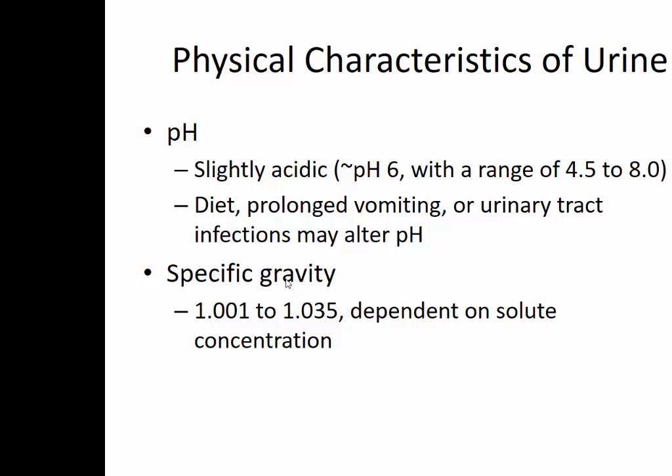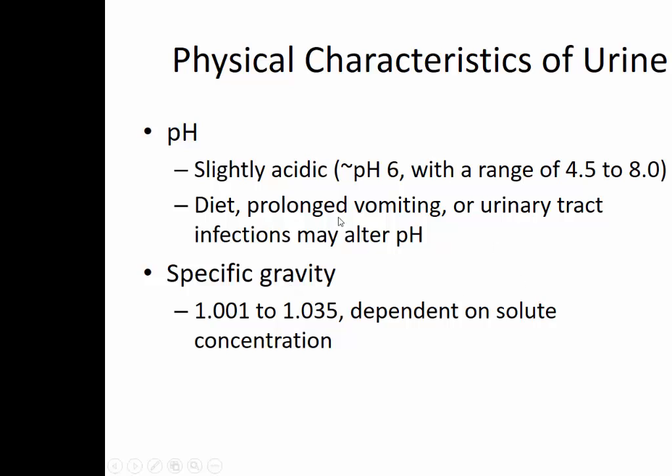So again, the pH is slightly acidic, and that prevents infection. By having slightly acidic urine, that prevents infection in the urinary tract. So when urine starts to go alkaline, which is greater than 7, that sets up an environment for bacteria to grow. Because most common human infectious bacteria don't like acidic conditions. So if the urine pH changes, then that promotes bacterial growth.